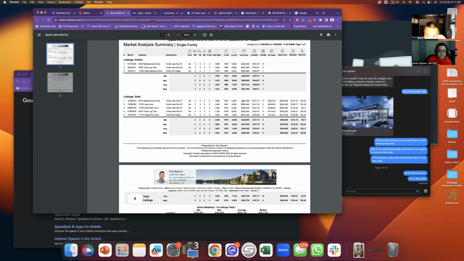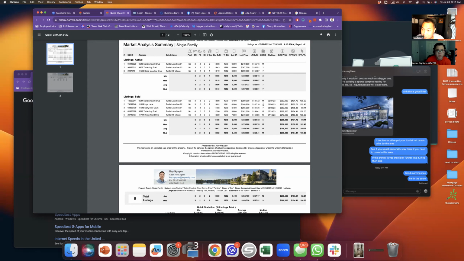So here's the important point. Here's the list price and here's the sold price. It's really important. It tells you how strong the market is. So you notice this one right here, they listed for 250 for 11 days and they sold for 250. This one, they listed for 248 and they sold for 255 in 5 days.